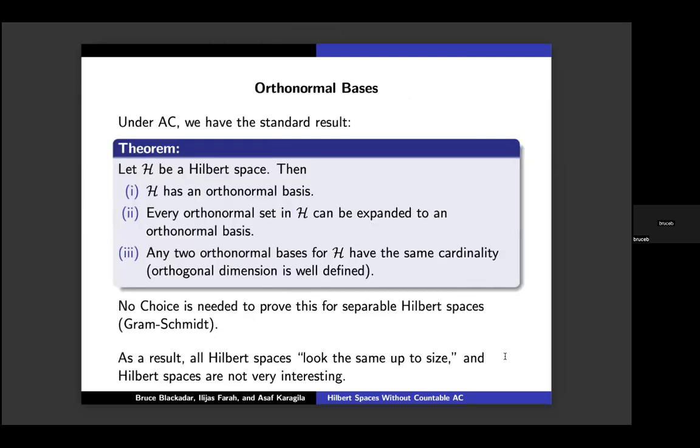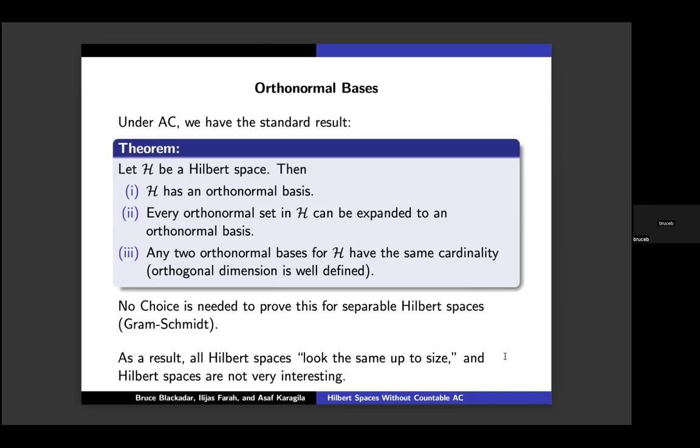Okay, well, of course, we all know that one of the nice things about Hilbert spaces is they have orthonormal bases. If you have the axiom of choice, then you have this standard result that any Hilbert space has an orthonormal basis, any orthonormal set can be expanded to an orthonormal basis, and any two orthonormal bases have the same cardinality, which is just saying that orthogonal dimension is well defined. You need the axiom of choice to prove this theorem for general Hilbert spaces, but for separable Hilbert spaces, you don't need any kind of choice. You just do Gram-Schmidt.